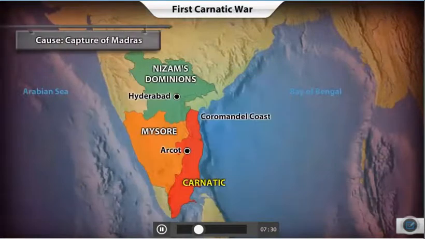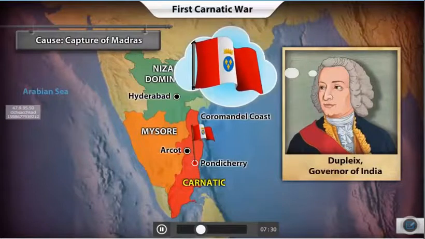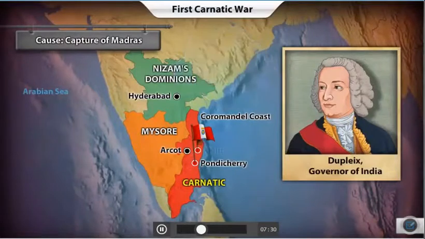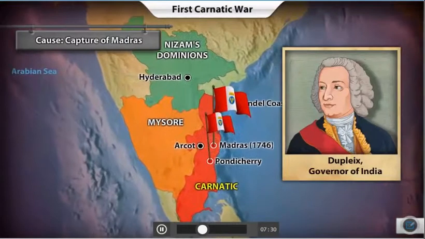The French East India Company had already established its base at Pondicherry in the Carnatic region. Therefore, Dupleix, the French governor of India, was keen to further expand the French supremacy in South India. Taking advantage of the Anglo-French War in Europe, Dupleix captured Madras, which was under the control of the British East India Company, in 1746.